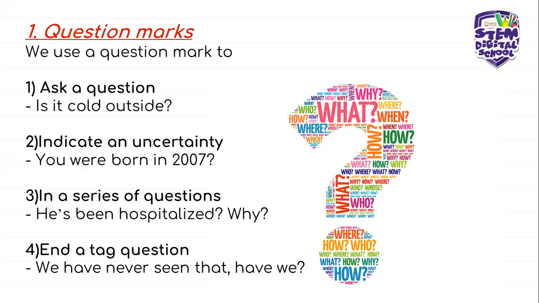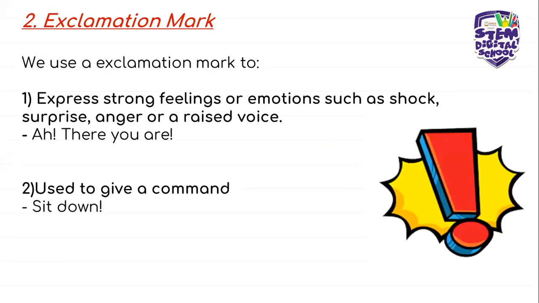Now the next one is an exclamation mark. We use an exclamation mark to express strong feelings or emotions such as shock, surprise, anger, or a raised voice. So, there you are! Or, stop, don't do that! But we also use an exclamation mark when we give a command, like sit down, keep your mouth shut, don't do that. That is when we use an exclamation mark.